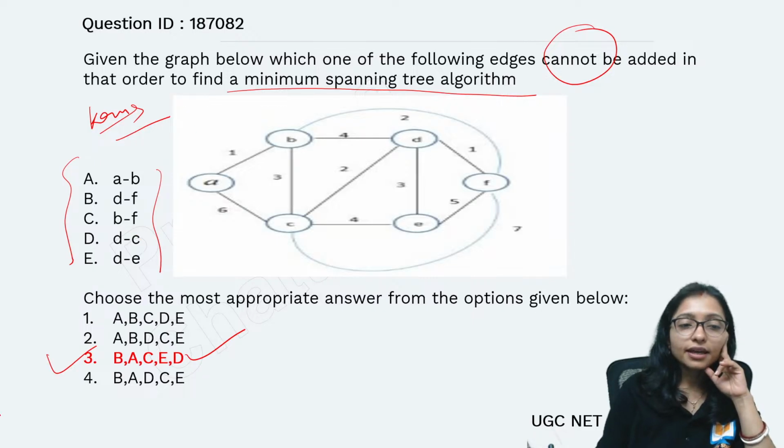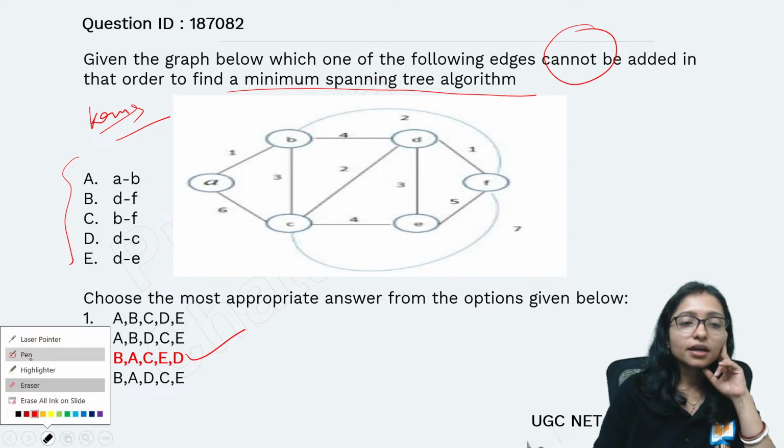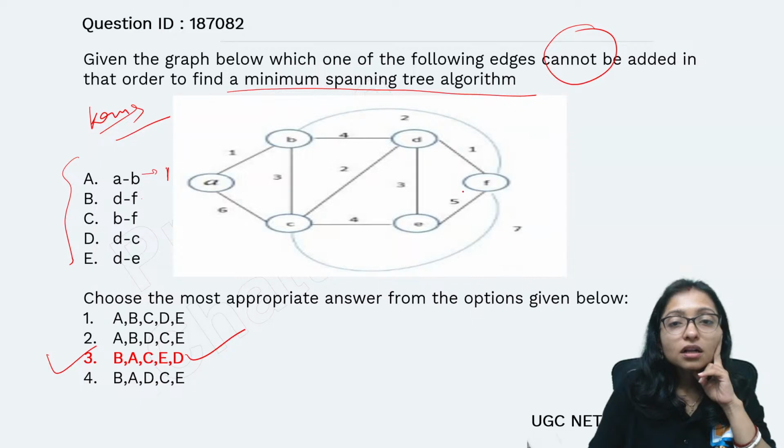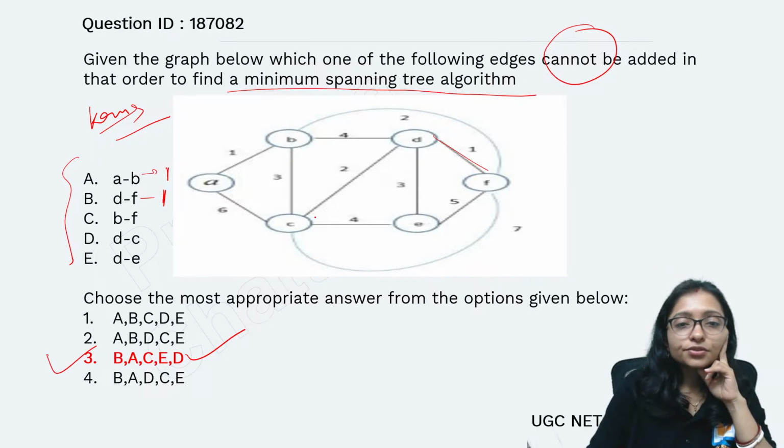Because see here, what is the edge value? If you are writing the edge values, then it will be easy for you. Write the edge values here. Here the edge value of AB is 1. After that, DF edge value is also 1. Means cost. BF edge value is 2. DC edge value is 2. DE edge value is 3.